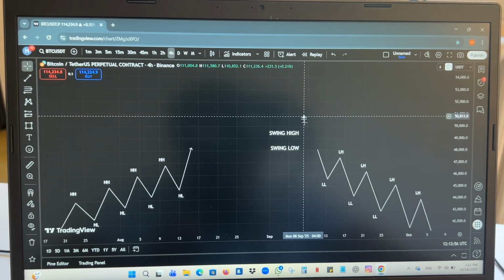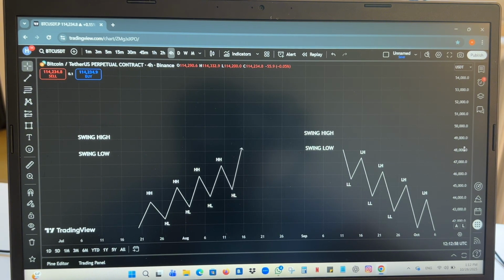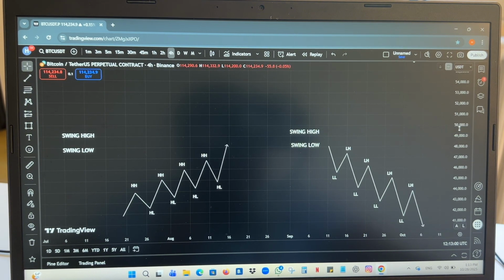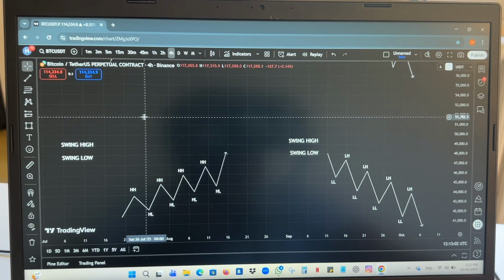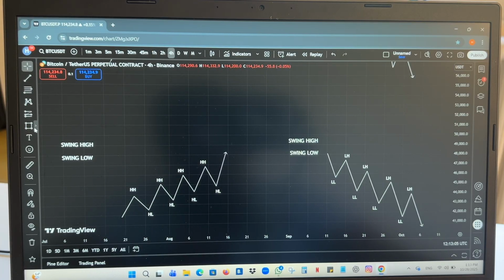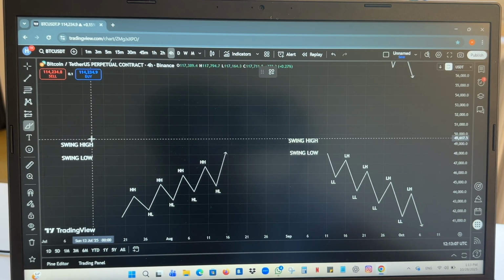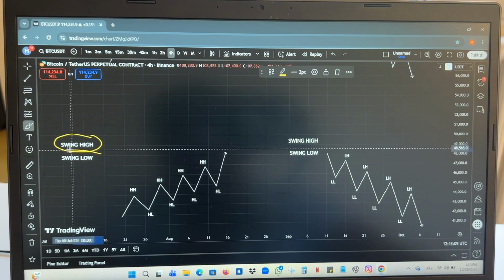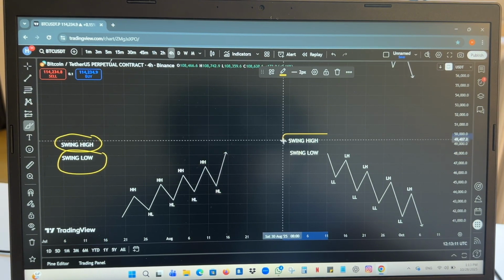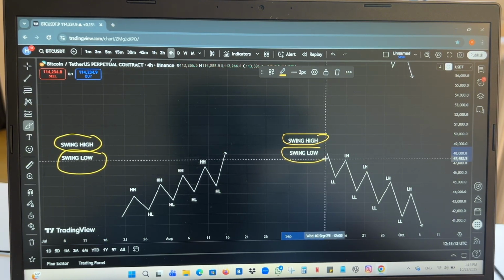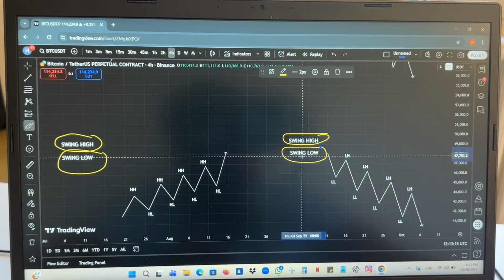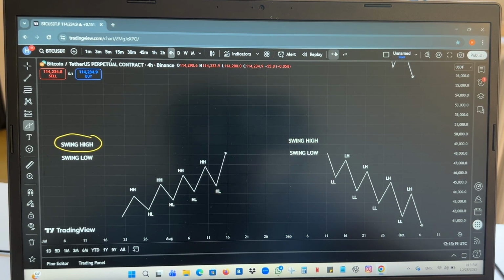And now let's talk about the important part of BOSs. It's called a swing high and a swing low. In these two scenarios, in a downtrend or an uptrend, both have swing highs and swing lows. Okay, so let's get rid of these.